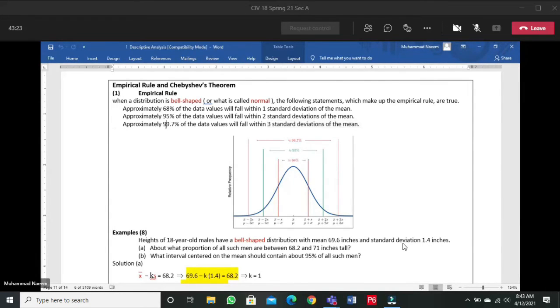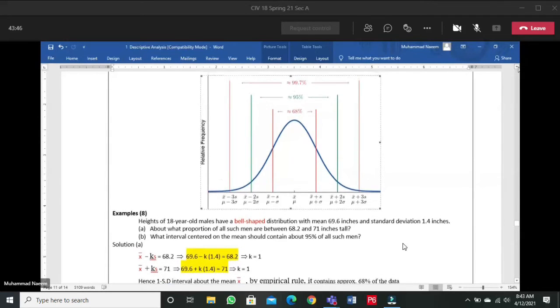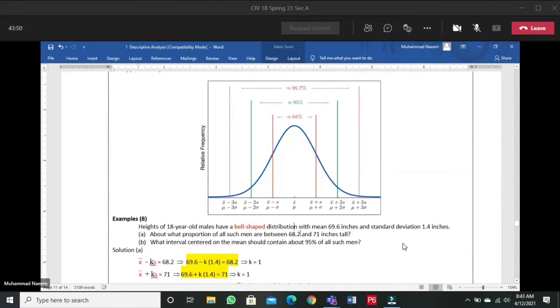So what is the meaning of one standard deviation of the mean, two standard deviations of the mean, and three standard deviations of the mean? If we look at this diagram, I already said that in nature, the values cluster about the mean value. Here we have the mean value, and all the other values are clustering about this mean value. How much they are away from the mean value is called the dispersion.